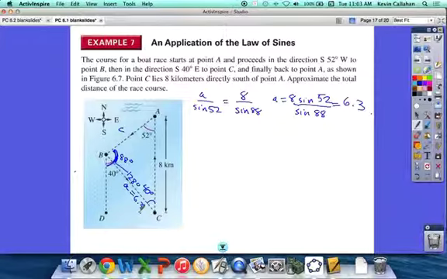So now we can find the side C. C over the sine of 40 equals 8 over the sine of 88. So C equals 8 sine 40 divided by the sine of 88. And that looks like 5 point, I'm just going to round it to the tenths, call it 5.1.